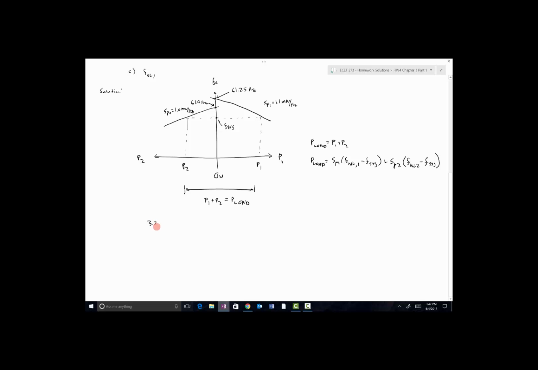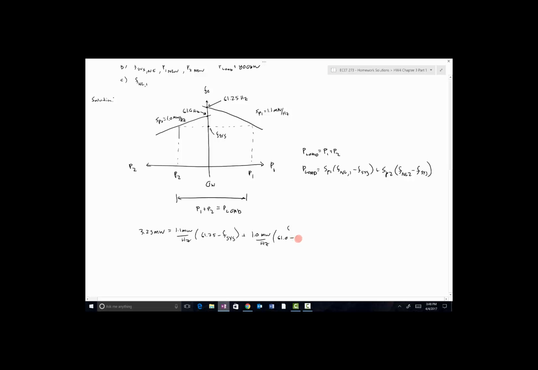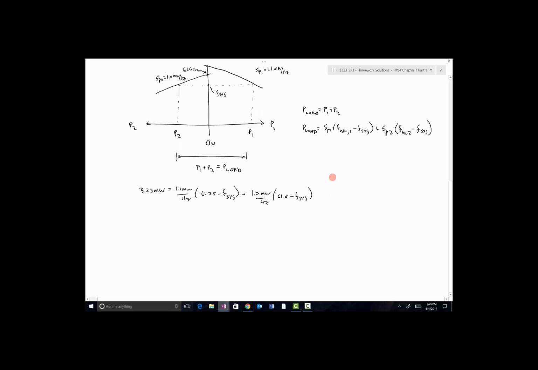So 3.25 megawatts is equal to 1.1 megawatt per hertz times 61.25 minus fsys, which is what we don't know, plus SP2, which was 1.0, times 61.0 minus fsys. So a little more complicated to solve than the last problem, but not too terrible. I think you all can figure that out. fsys is going to be equal to 59.5833 hertz. So I've determined my system frequency.